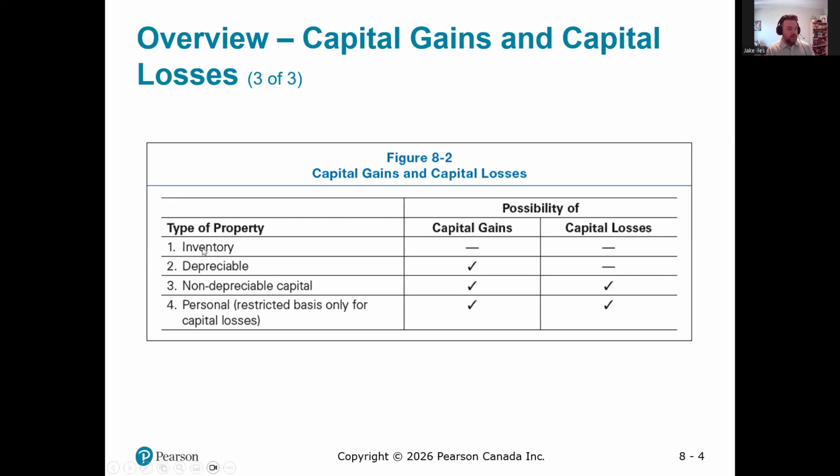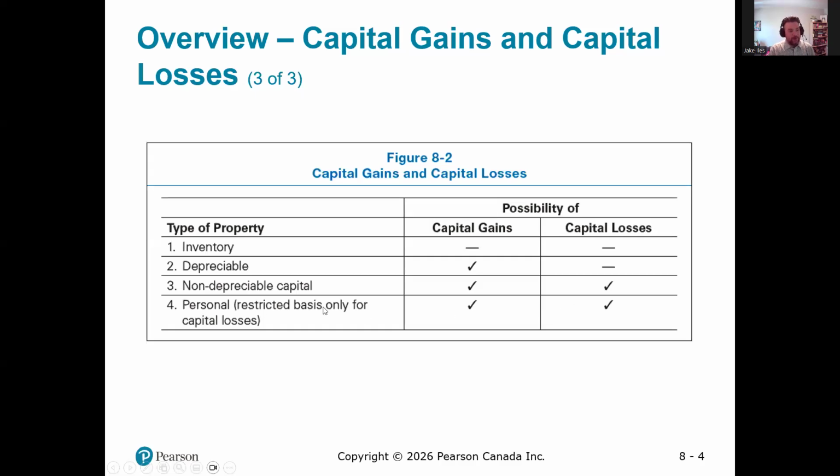So inventory can't have capital gains or losses. It's a business item. So if I sell something for more, that's business income or business loss, but it's not capital in nature, so it can't confer capital gains and losses. I discussed depreciable can have capital gains, but not losses. Non-depreciable can have both. And personal items can have capital gains or capital losses.